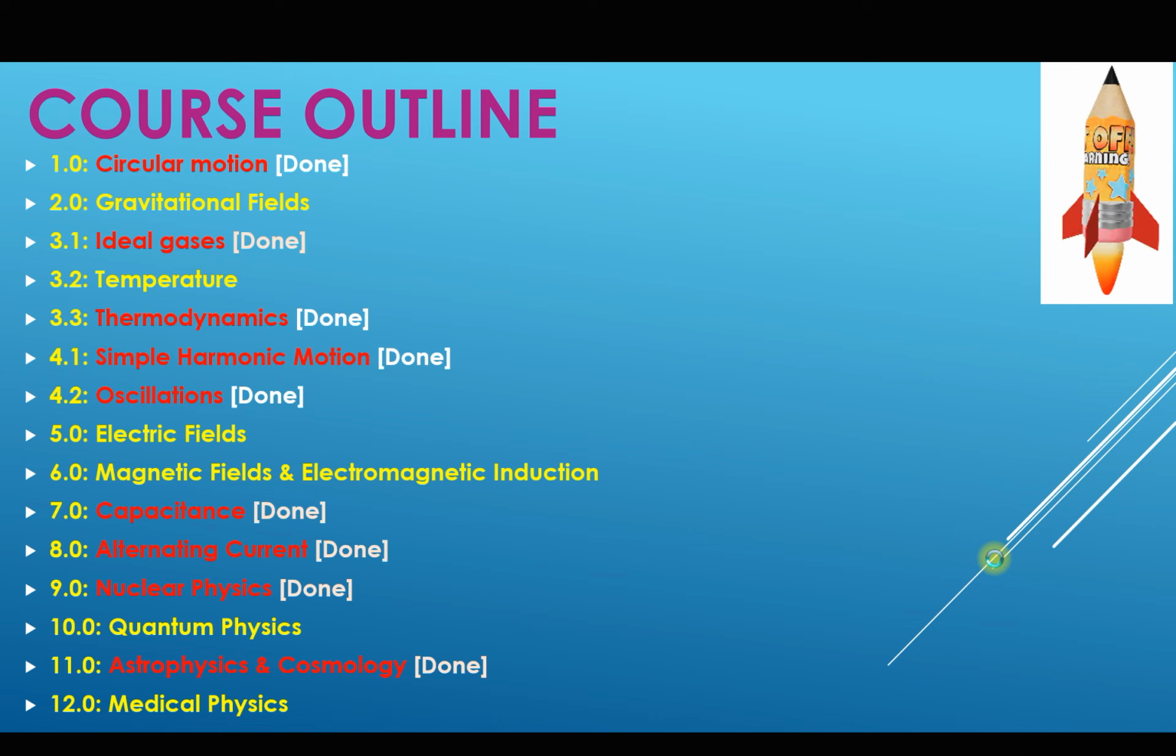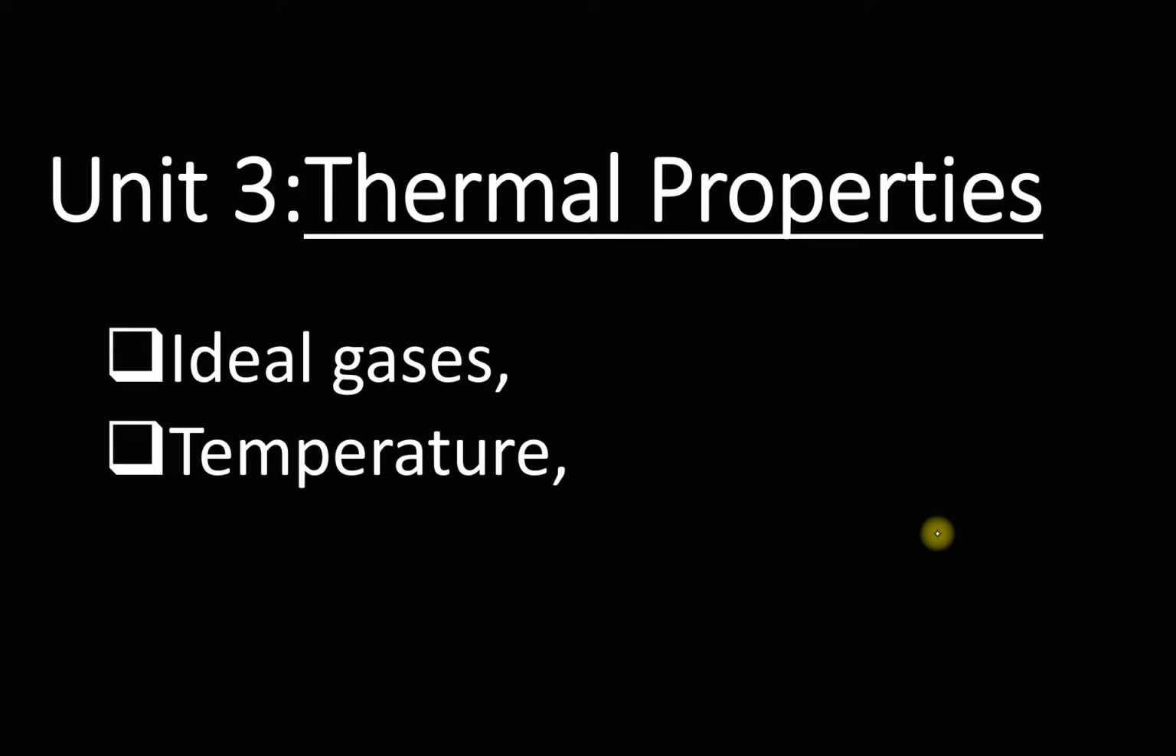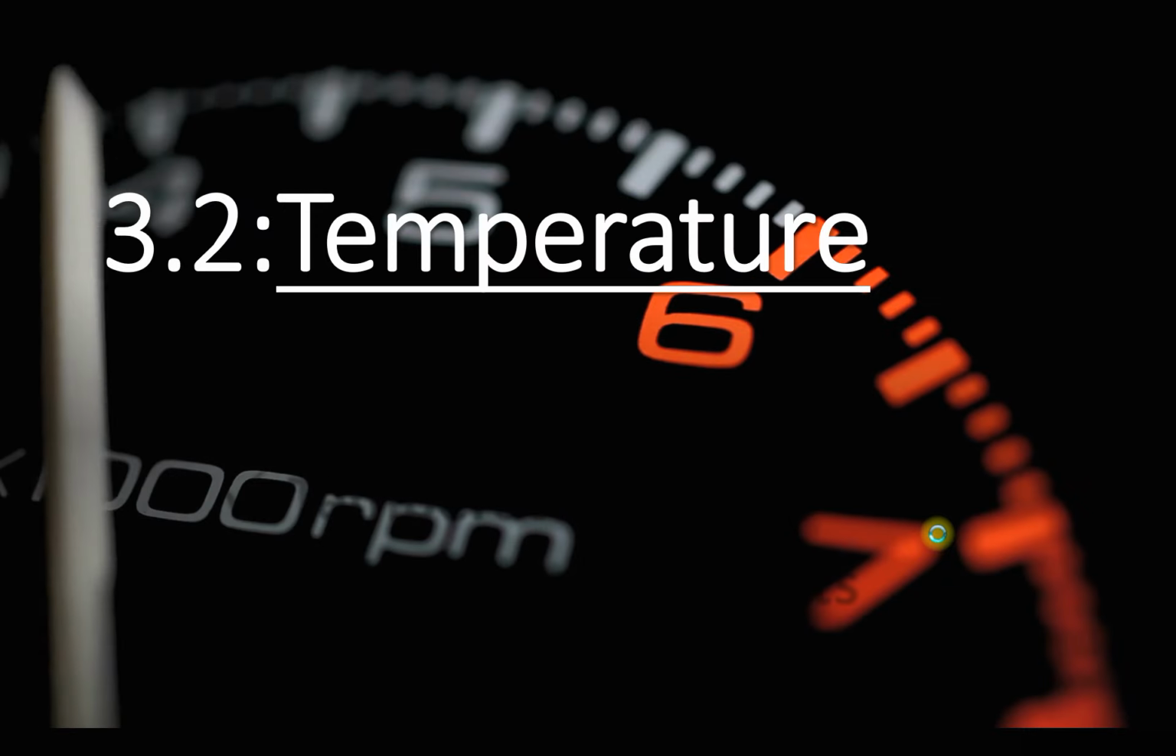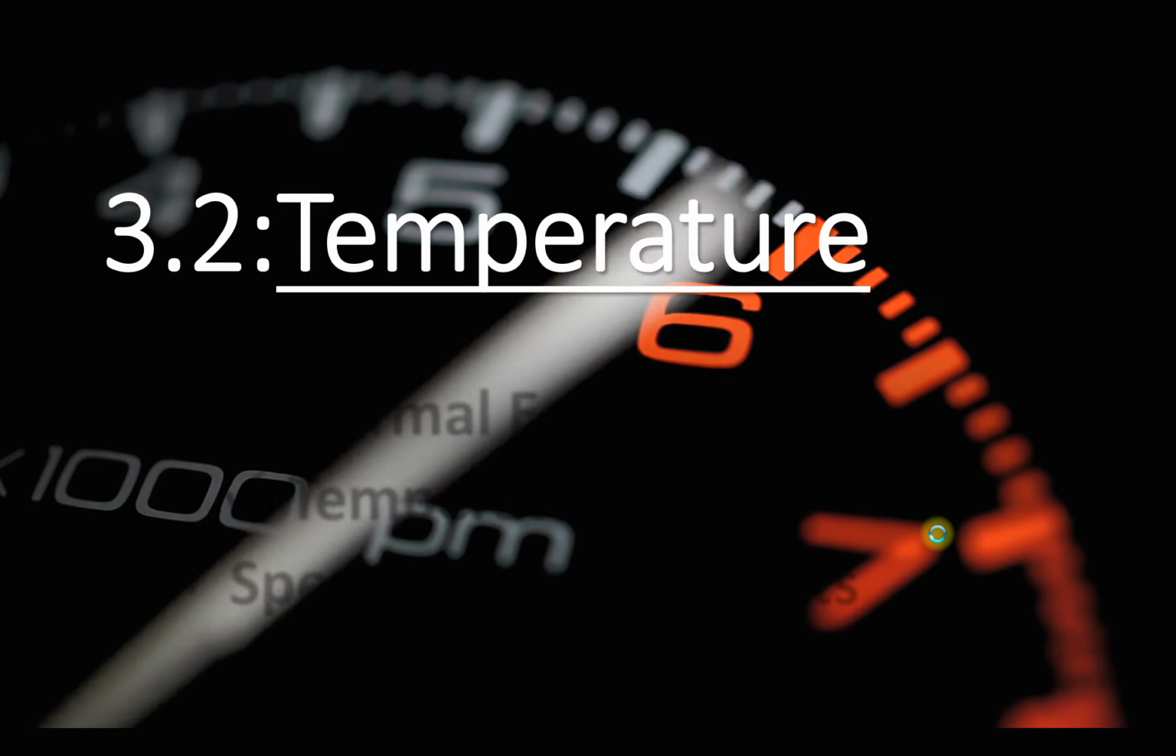So let's first go to temperature, because we are currently going to deal with temperature as the last part of thermal properties. The general topic, which has these three units, is normally called thermal properties, which comprises ideal gases, which has already been recorded, temperature, which I'm recording, and thermodynamics, which has already been recorded. So let's go to temperature in more detail. It's supposed to be 3.2.